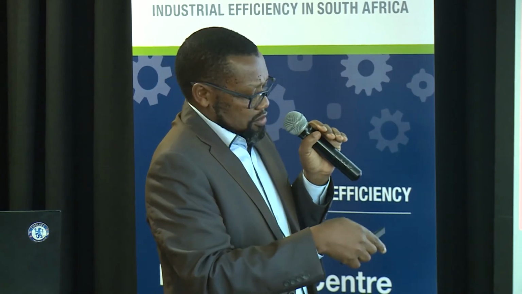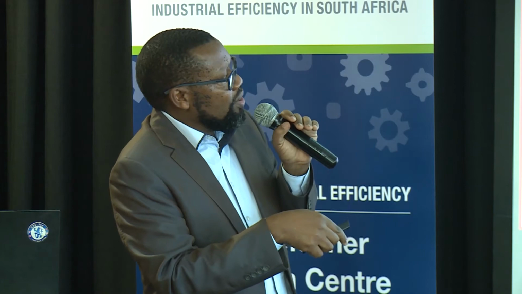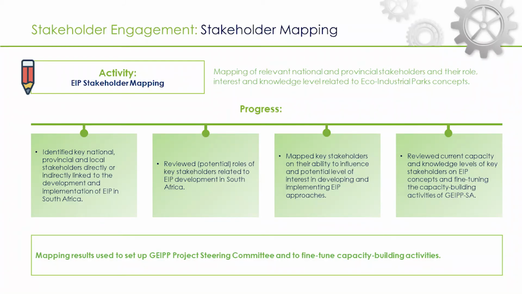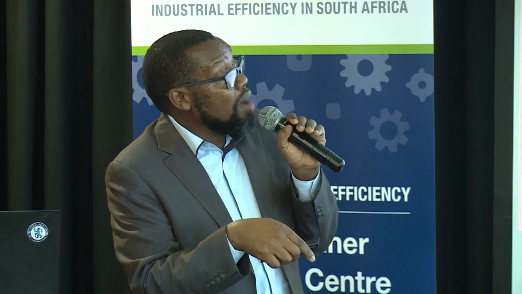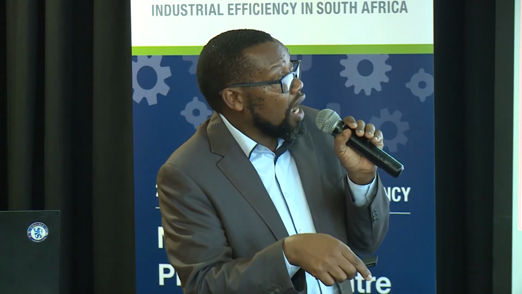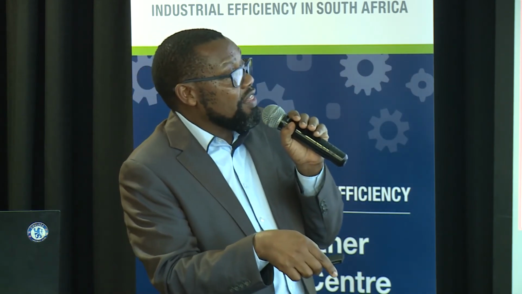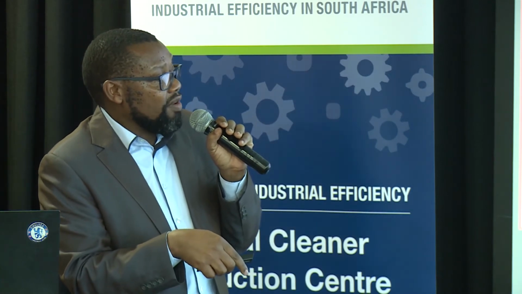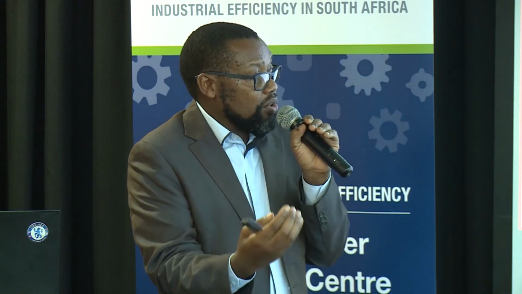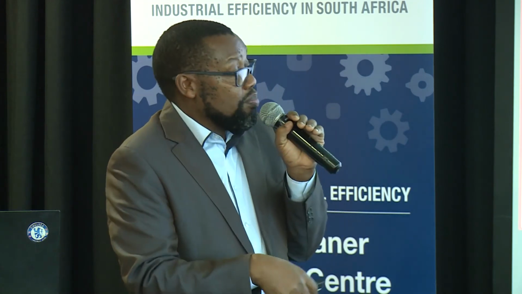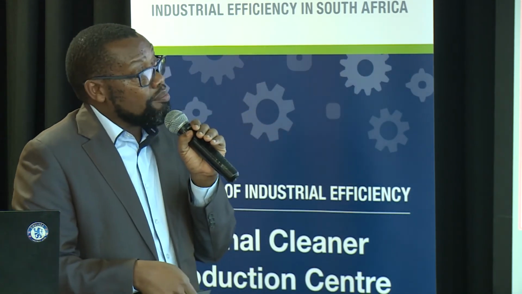And we see key national stakeholders, provincial stakeholders, and local stakeholders, and then we reviewed their potential roles in terms of EIP development in South Africa. We mapped some of the key stakeholders, and then reviewed their current capacity and knowledge levels. In summary, this gave us specific results, where we were able to get a specific project steering committee that runs the program in the country, and also to see how this particular group can advance the progression of eco-industrial parks. And that is where Ben was emphasizing the point of collaboration.